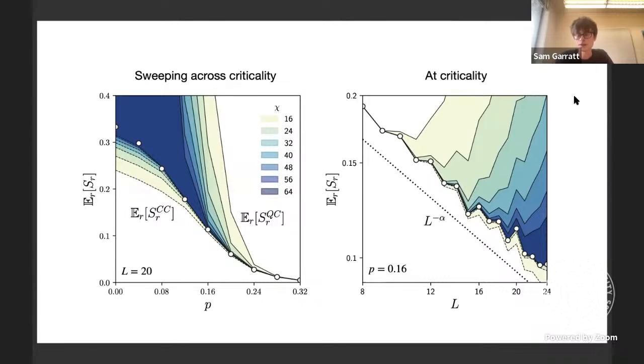Okay. But yeah, you're right. SQC is obviously an extremely sensitive probe because the bound just blows up as soon as you get to the transition.